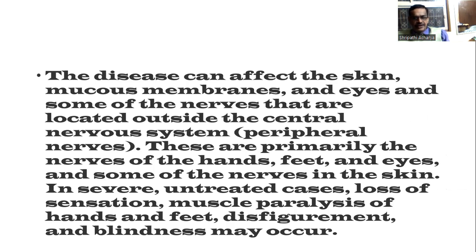The disease can affect the skin and mucous membrane and eyes and some of the nerves that are located outside the central nervous system, that is peripheral nerves. These are primarily the nerves of the hands, feet, and eyes, and some of the nerves in the skin. In severe, untreated cases, loss of sensation, muscle paralysis of hands and feet, disfigurement, and blindness may occur.